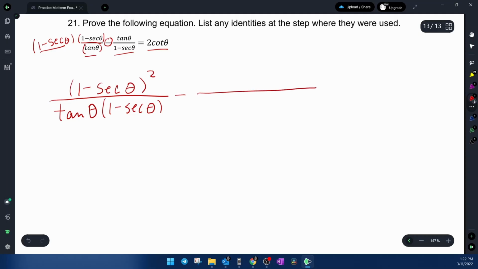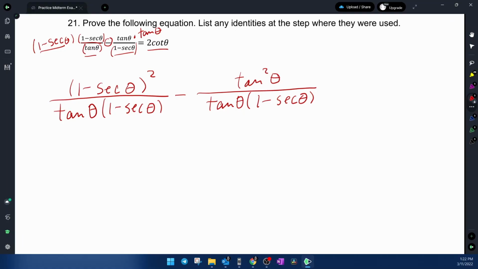Minus, in the second fraction, again having the common denominator of tangent times 1 minus secant theta, here I would need to multiply that denominator by tangent, which means I would also need to multiply the numerator by tangent of theta, and that would give me tangent squared theta. Anything times itself is that thing squared. And remember, eventually this is going to have to equal 2 cotangent theta. Now that I have a common denominator, I can rewrite the fractions as a single fraction.